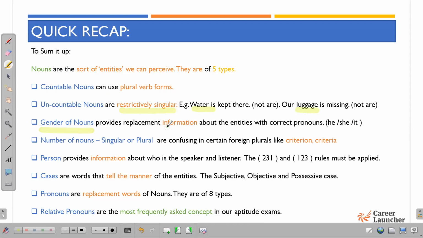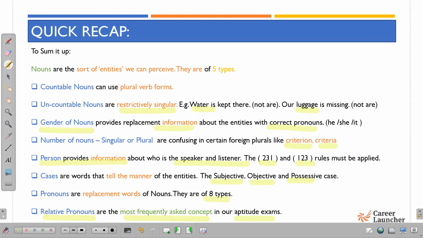Gender of the pronouns provides replacement information about entities, with correct pronouns like he, she, it. Just remember, number of nouns, singular, plural, are confusing in certain foreign plurals like criterion and criteria. Person rules provide information about who's the speaker and the listener. So the 2, 3, 1 and the 1, 2, 3 rules must be applied. 1, 2, 3 for guilt or mistake, and 2, 3, 1 for a normal chance. Cases are the words that tell the manner of the entities. The subject, the object, or the possessive case are the most important ones. Pronouns are the replacement words. They are of 8 types. The relative pronoun is the most frequently asked concept in our aptitude exams.